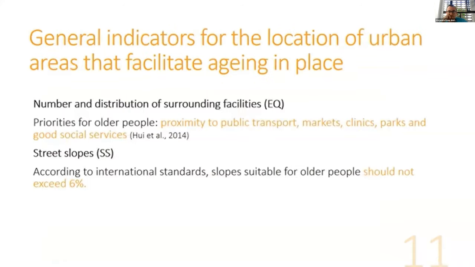We select 2 indicators: the number and distribution of surrounding facilities. In the housing selection criteria, we found the following endowment priority for the people: proximity to public transport, markets, clinics, parks, and good social services. And street slopes. According to international standards, slopes suitable for older people should not exceed 6%.